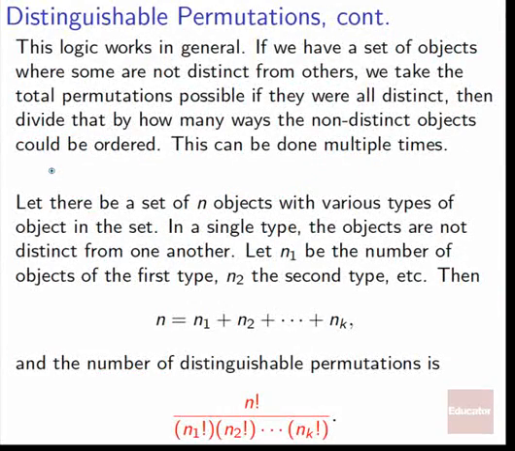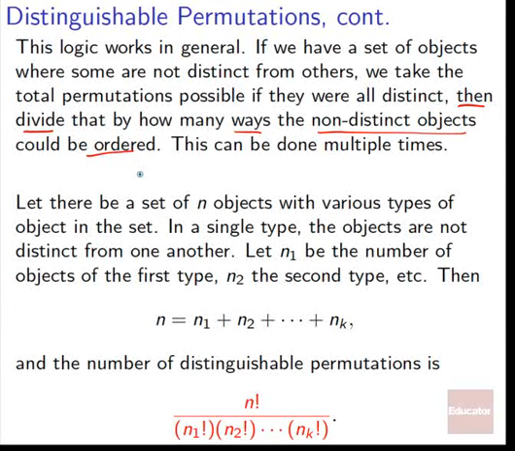This logic will work in general. If we have a set of objects where some are not distinct from others, we take the total permutations possible if they were all distinct, then divide by how many ways the non-distinct objects can be ordered. So we divide by the ways non-distinct objects can be ordered. This can be done multiple times.